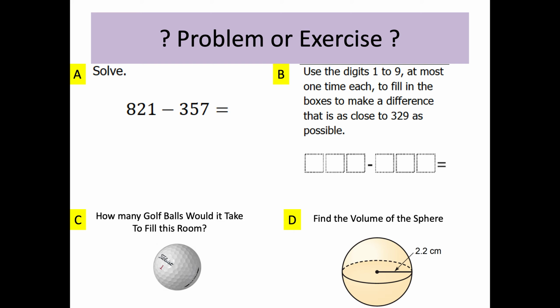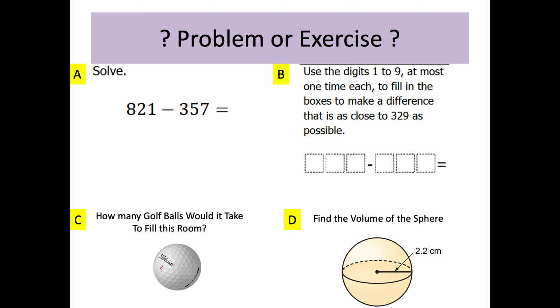I can only use the digit once. I know I gotta be close to 329. I'm gonna have to think a little harder here about my knowledge of subtraction and digits and strategy to solve this problem. I'm not sure what to do right away. So B for most of us would be a math problem.